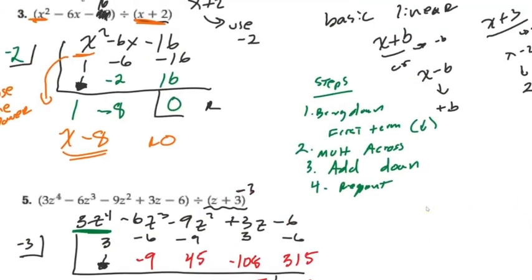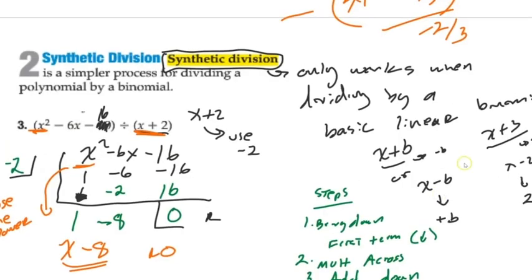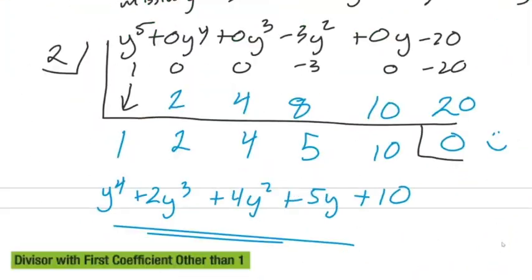Let's go to what I talked about earlier. What if there's a number in front? What if it's ax plus b? You can still do it. We've got to play with it a little bit. Let's go with a couple of those.